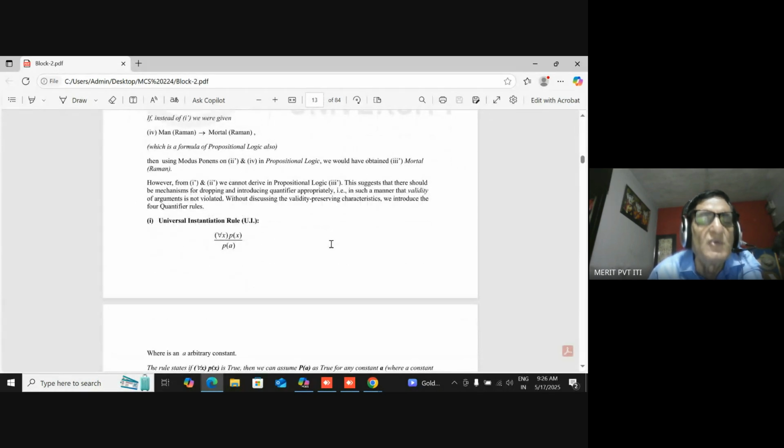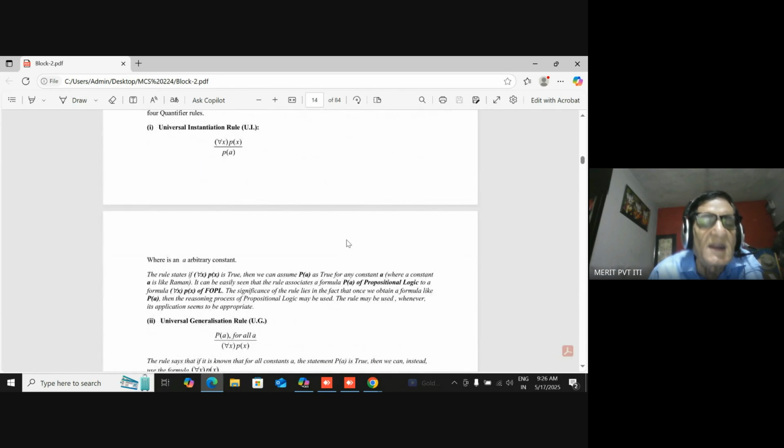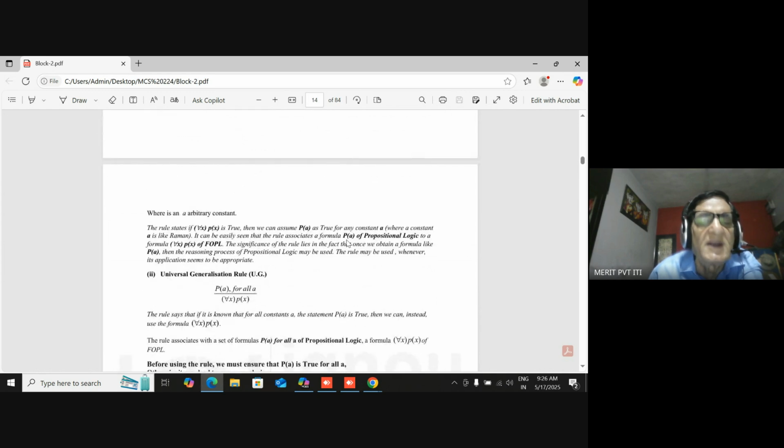So then comes the universal instantiation rule: for all x px gives pa, where a is an arbitrary constant. The rule states that if for all x px is true, then we can assume pa is true for any constant a, where constant a is like Raman or Raman's father and all these things. So it takes a propositional logic formula pa from a formula for all x px of FOPL. So that's the general consideration there.